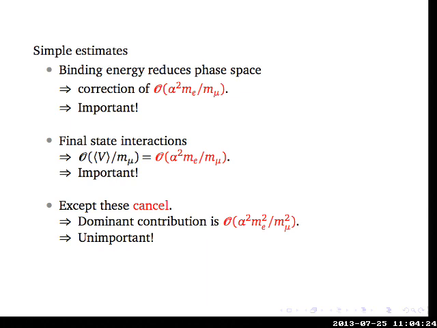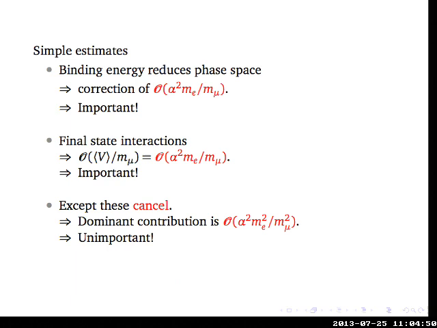It's also the case that when the muon decays into an electron and two neutrinos, the electron is going to interact like crazy with the other electrons there. There'll be all sorts of final state interactions. How do you deal with those? When you estimate them, they're also very big, very important. The miracle is that these two things cancel. They cancel exactly, and they cancel no matter what electronic system you put them in.